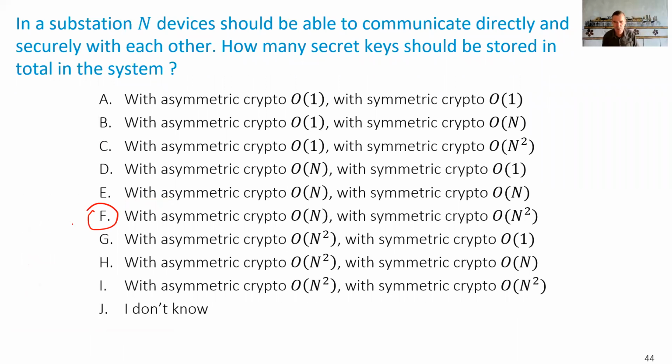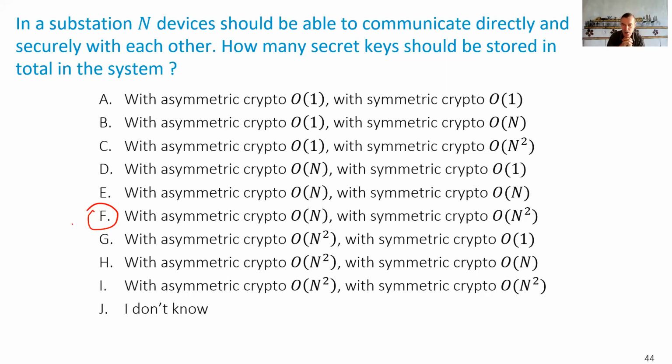With asymmetric cryptography, every device needs simply a public-private key pair. So you need one such key pair per device, and then all other devices can send encrypted information to every device. But for symmetric cryptography, you need n times (n minus 1) over 2. You need one secret key per pair of devices, which is order of n squared. So that's the gain.